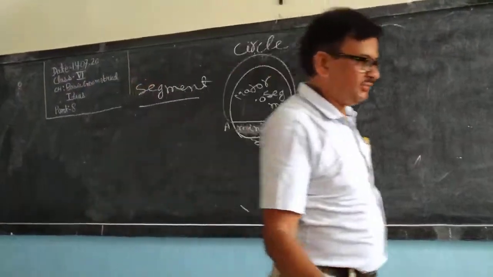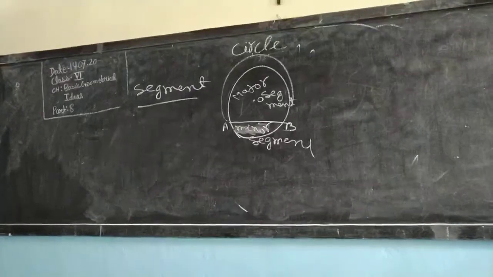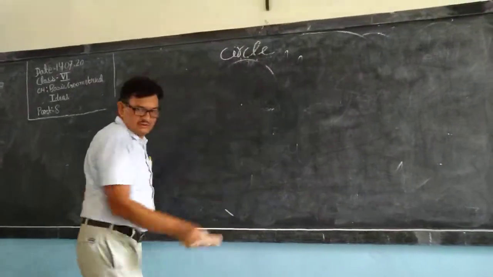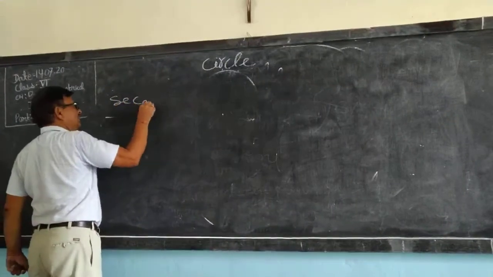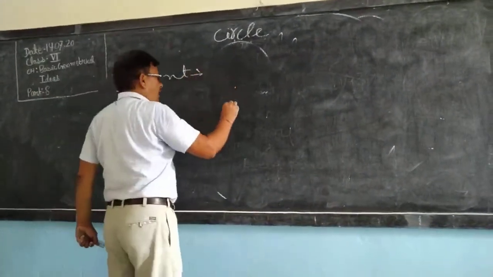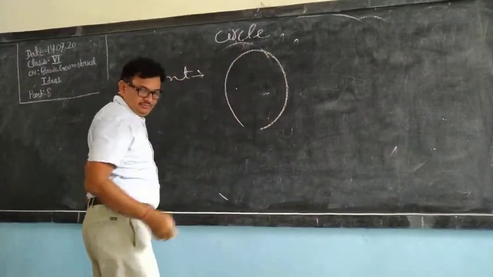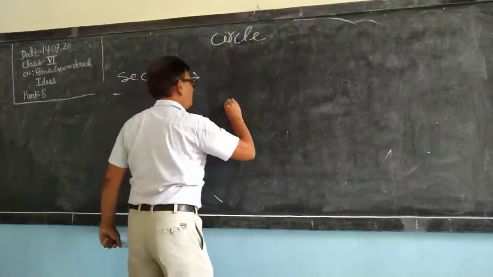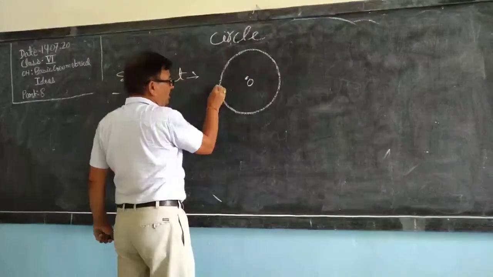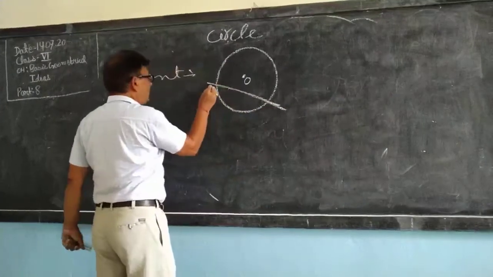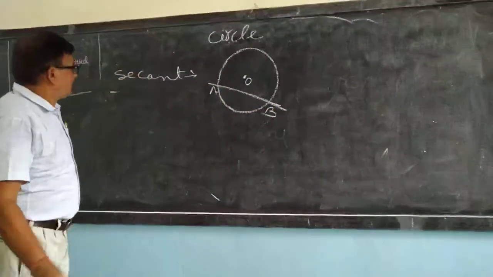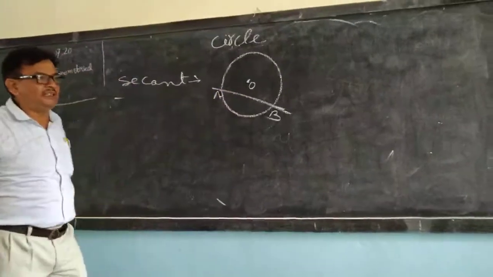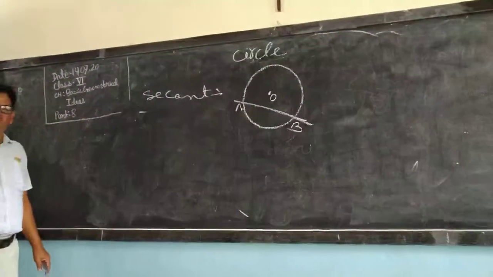Now, secant. What is a secant? A line touches the boundary of the circle. O is the center of the circle. Now it will cross A and B. It is called a secant. If a line touches the boundary of the circle at two points, it is called a secant. Understood now?